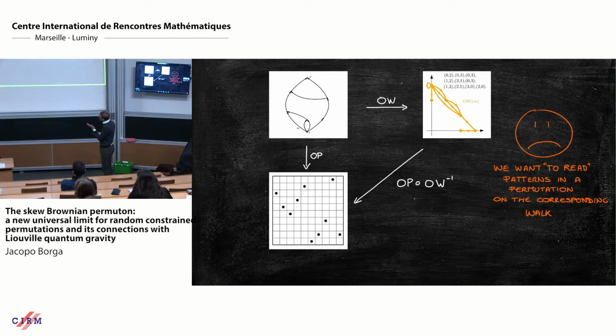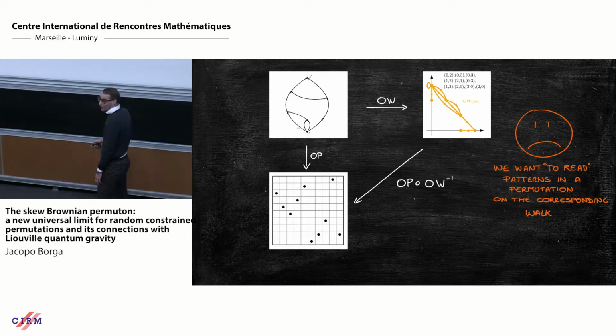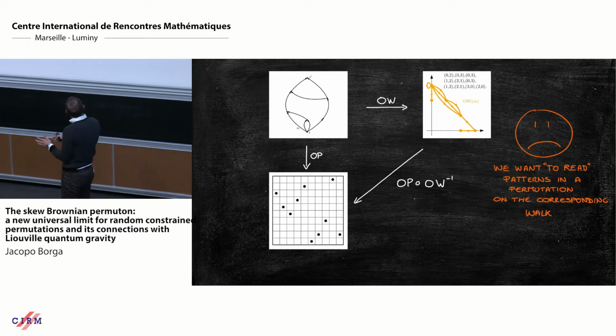One key feature to understand the scaling limit of a permutation is the possibility to read patterns. That means if I give you indices i and j, you have to be able to characterize if sigma i is greater than sigma j or sigma j is greater than sigma i. And in some sense, if you want to study the walk and then transfer, you have to be able to answer the following question.